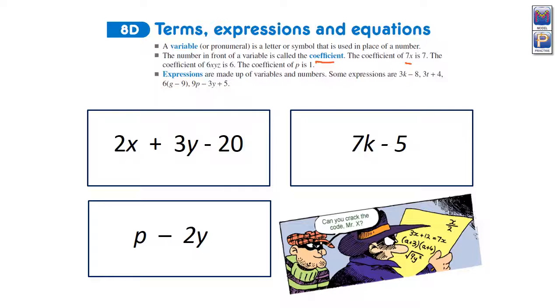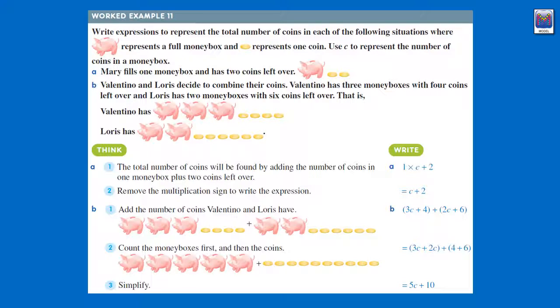Okay. And an expression's made up usually when we add some other term. So usually we add another term on. So in this case here, we've got 3k minus 8. We added on a minus 8. All right, and we kind of refer to that as a constant. But together, the whole thing makes up an expression. All right. 7k minus 5, 2x plus 3y minus 20. There are expressions. Let's have a look at how we can make some up.